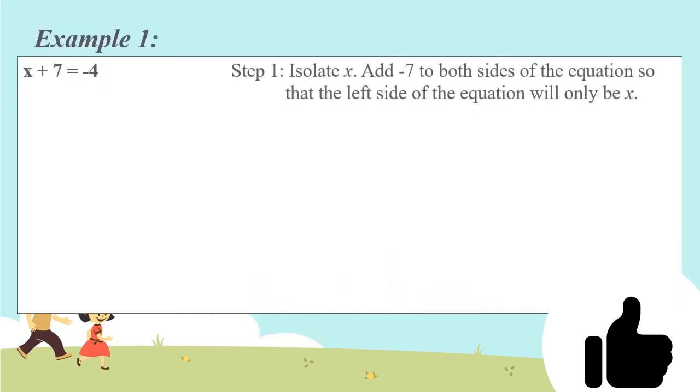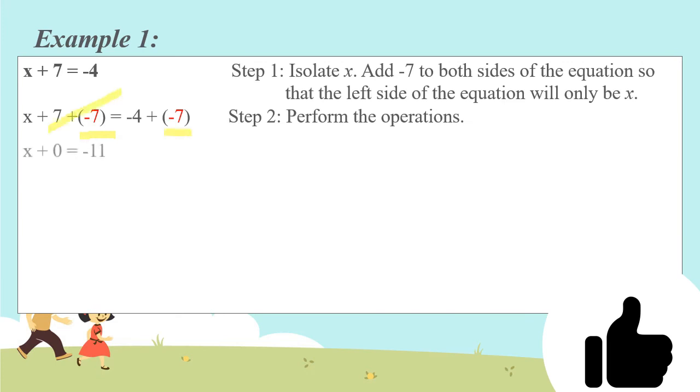Example: x plus 7 is equal to negative 4. To isolate x, add negative 7 to both sides of the equation so that the left side of the equation will only be x. So we'll add negative 7 to each side: negative 7 here and also negative 7 here. That's the addition property. Perform the operation. 7 plus negative 7 is 0. x plus 0 is equal to negative 4 plus negative 7, and that is negative 11. Therefore, the value of x is equal to negative 11.